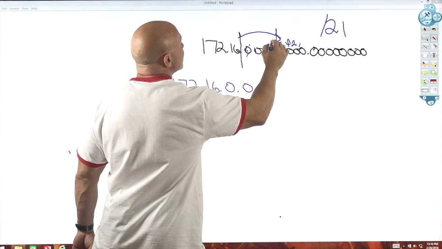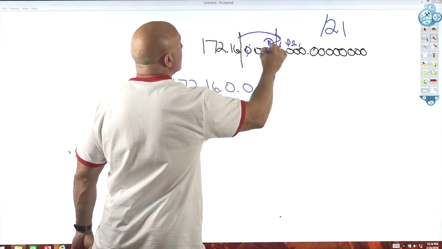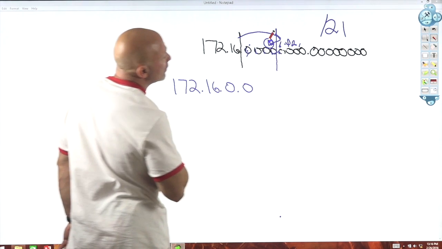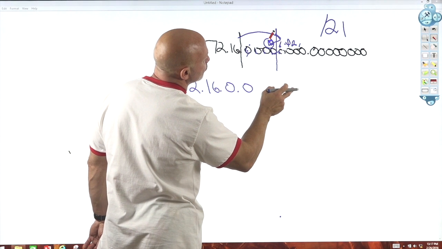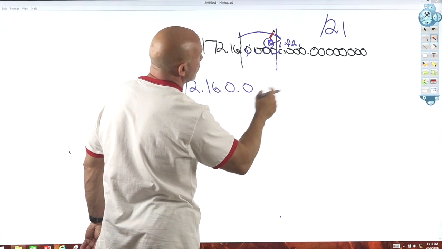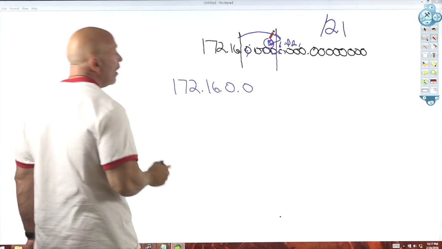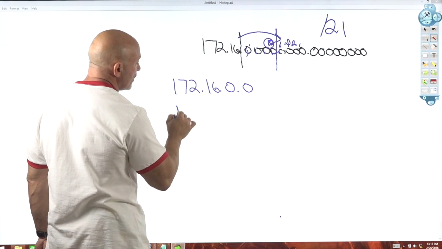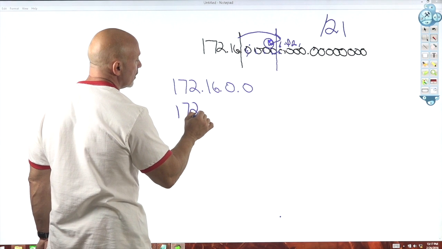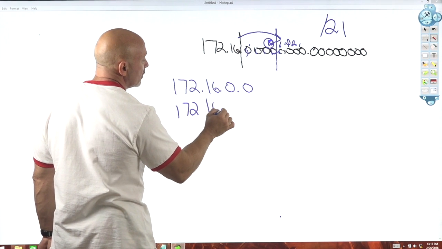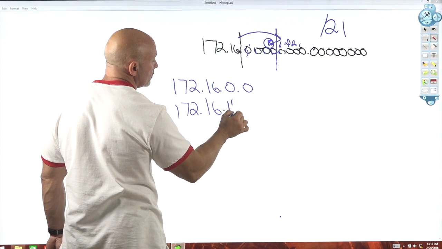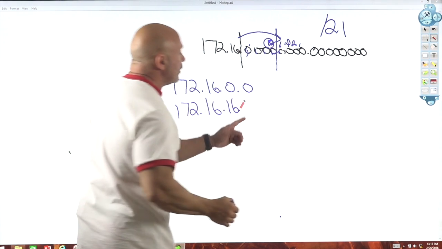1, 2, 4, 8, 16. We're incrementing by 16. It's the bit value to the left of the line. Wasn't the line really on the other side? 1, 2, 4. All right, whatever. It's down here now. All right, we're incrementing by 16. So therefore, on the third octet, 172.16. 16 and 0, 16. So what do we put on the fourth octet?